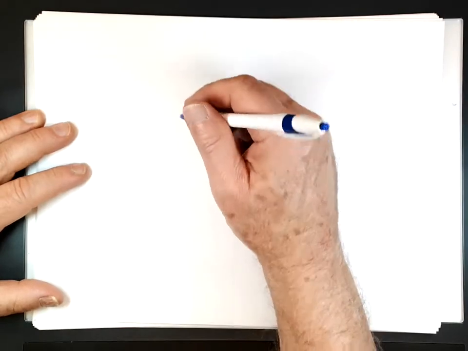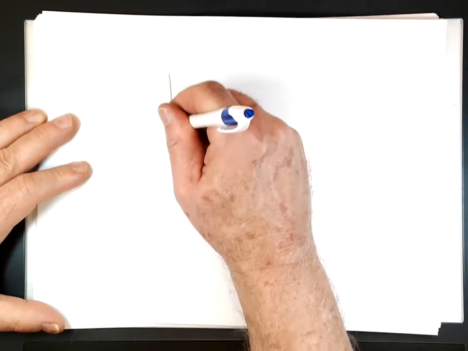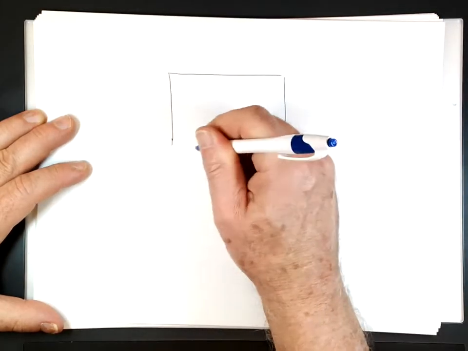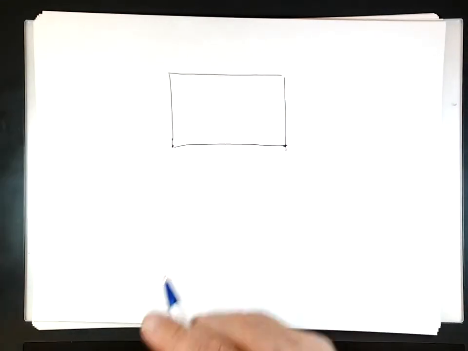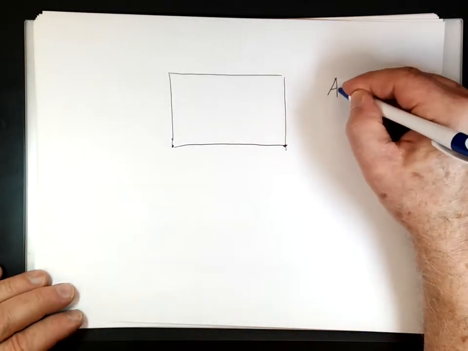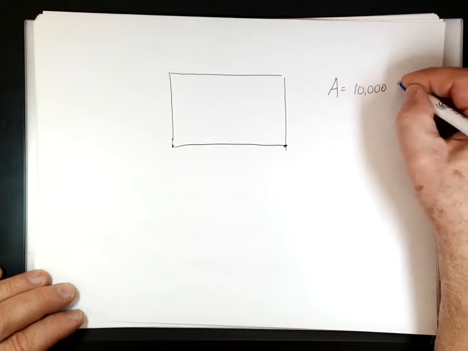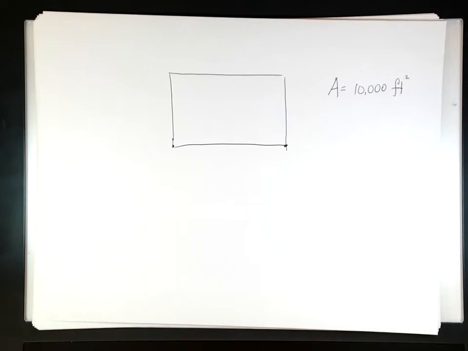Here we go. Farmer Brown is going to enclose a rectangular area. Now, Farmer Brown knows how much area he wishes to enclose. He wishes to enclose 10,000 square feet. Okay, that's the area. We know that.